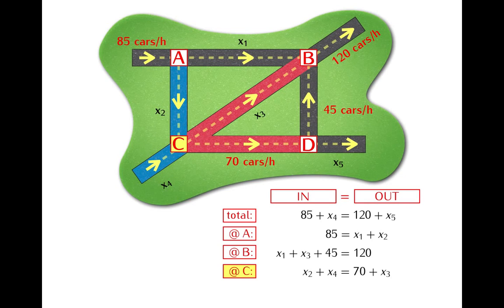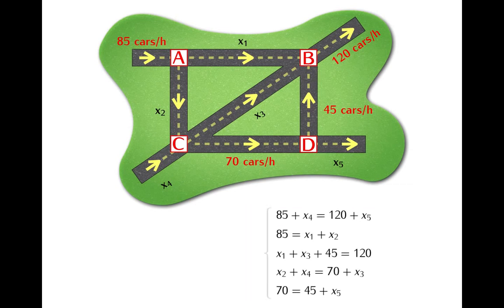And lastly, at intersection D, the flow in goes along a single street that carries 70 cars per hour, and there are two streets going out, and these streets carry 45 plus x5 cars per hour. And so these are all equations that we get here. As you see, we obtained then a system of equations in 5 variables, and what we need to do next is to find solutions of this system.